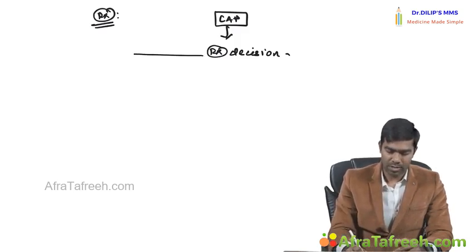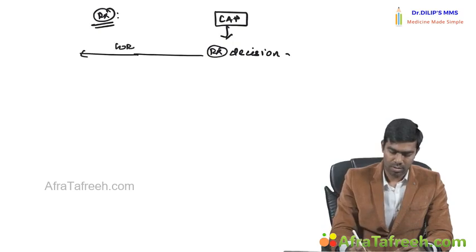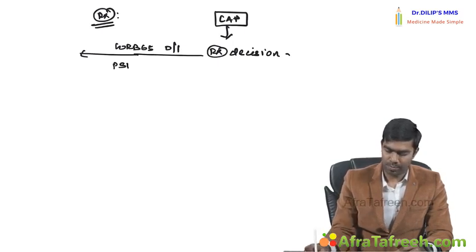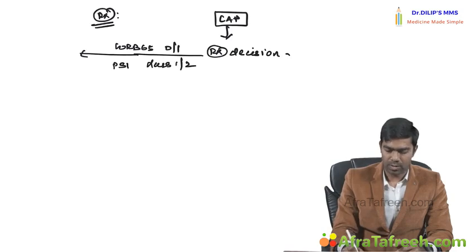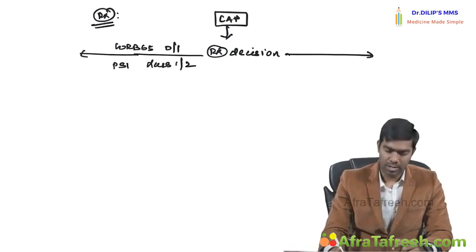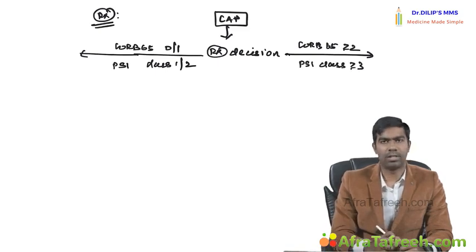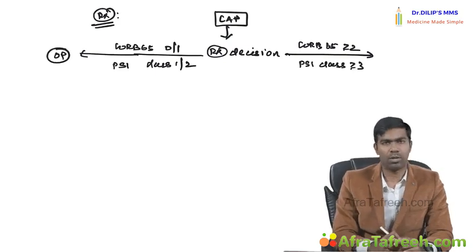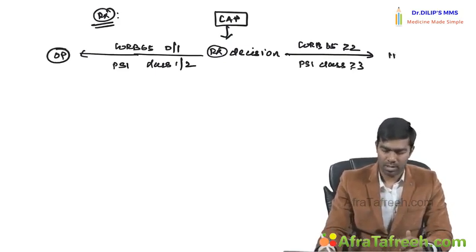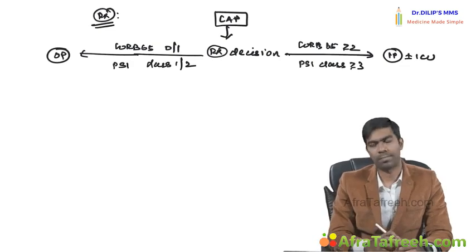Let us assume my CURB-65 score is 0 or 1, or PSI class 1 or 2. On the other hand, I can put CURB-65 score of more than or equal to 2, or PSI class more than or equal to 3. The first group of patients I am going to decide to treat as OP, though not always. And the second group I can decide to treat as IP or an ICU plan.